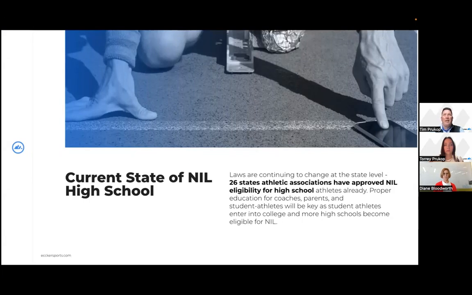Today, in 2021, when NIL first became a reality in the world for college athletics, at that time, there were only a couple of states that allowed name, image, and likeness to be available to high school student athletes. Well, that's all changed rapidly. And now today, there are 26 state high school athletic associations, including the District of Columbia, that allow student athletes at the high school level to monetize their name, image, and likeness through endorsement deals and social media, and also maintain their eligibility to play high school sports. There's another 24 or 25 states that don't at this point in time, but are considering that.